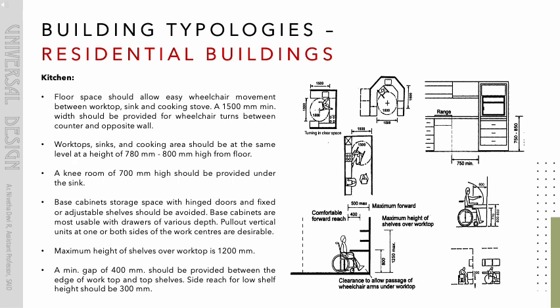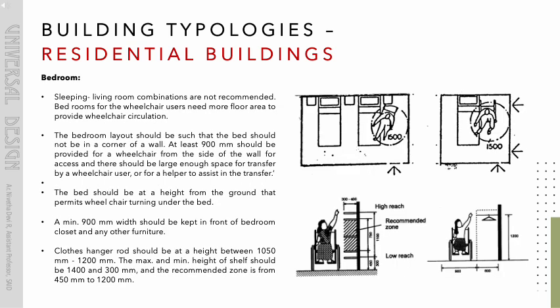Maximum height of shelves over worktop is 1200 mm. A min gap of 400 mm should be provided between the edge of worktop and top shelves. Side reach for low shelf height should be 300 mm. Bedroom. Sleeping living room combinations are not recommended. Bedrooms for the wheelchair users need more floor area to provide wheelchair circulation.